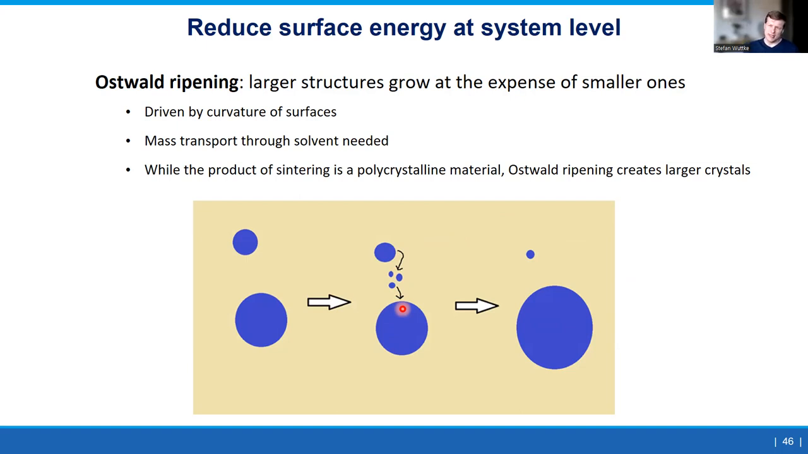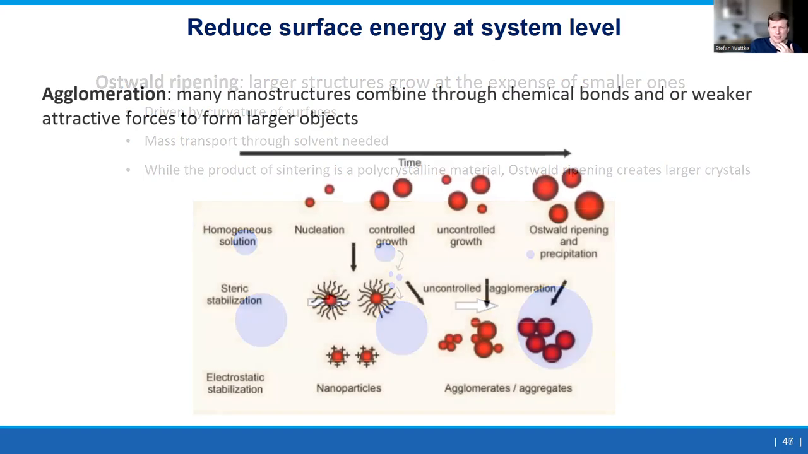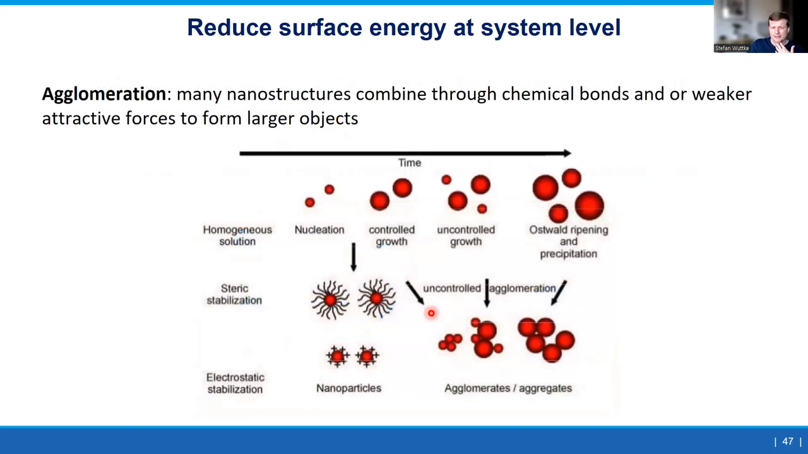Another way for a system, if you have different particles of different sizes, is that the small particles go to the bigger particles or combine with each other. So this is one way. Another way, and again, I told you already, it's a key challenge, is agglomeration. It's a key challenge, but you can also use it.